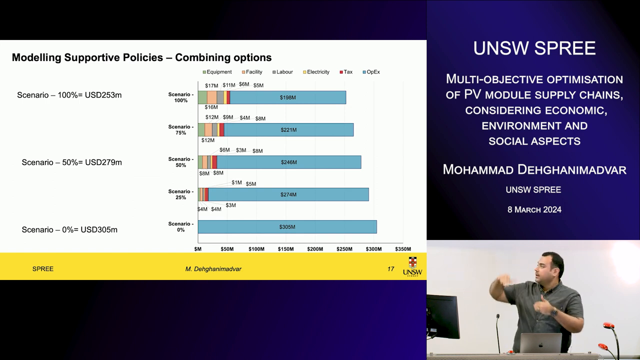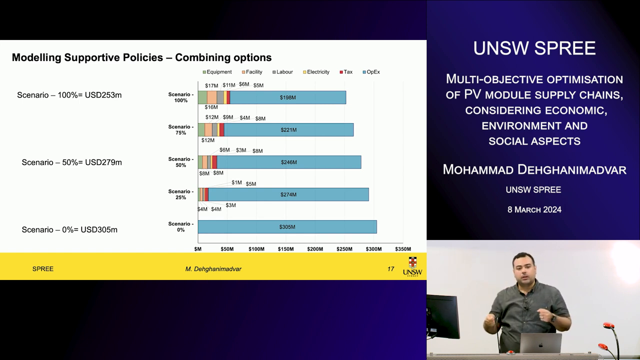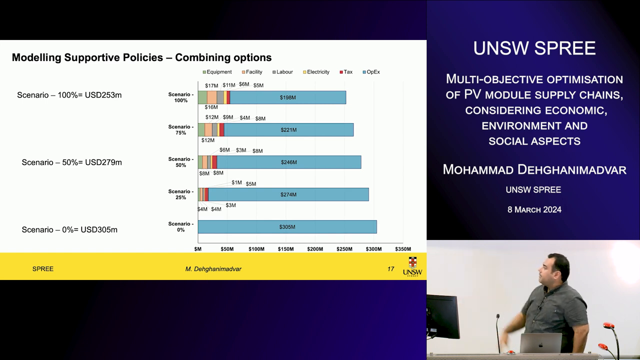And I keep doing that until I reach the scenario where the government pays 100% of equipment cost, 100% of facility cost and everything, and the rest by production credit. And I found that in this scenario, where the government pays the upfront cost and then gives the production credit, the amount of commitment dropped down to $253 million over 7 years.